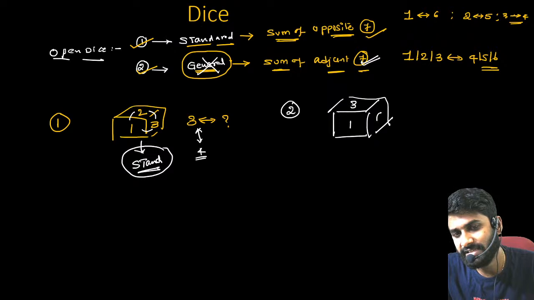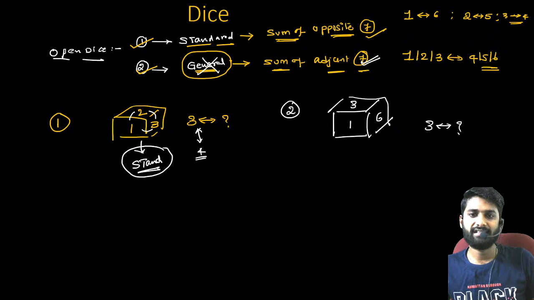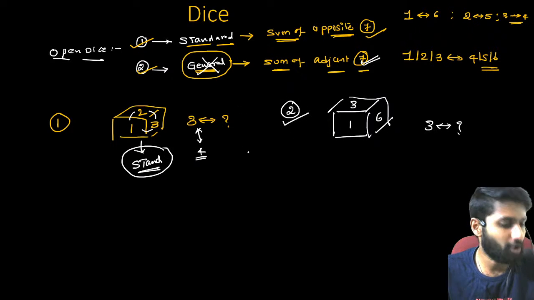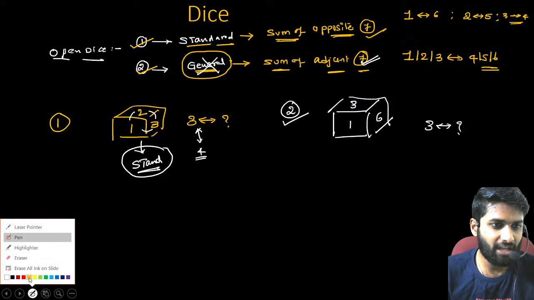The numbers are 1, 3, 6. What is the opposite number of 3? So this is the question. If you want to say the answer, first of all, you have to decide whether the given die is standard or general. It is difficult to say it is a standard die. Why? Because we can't see the opposite face.